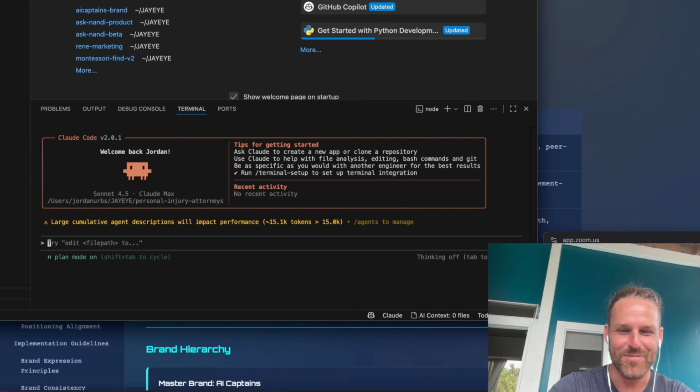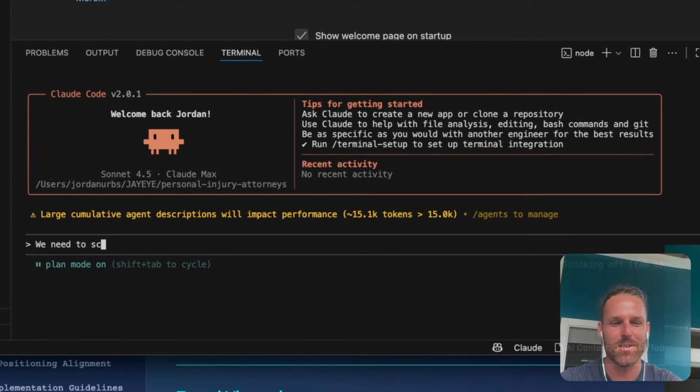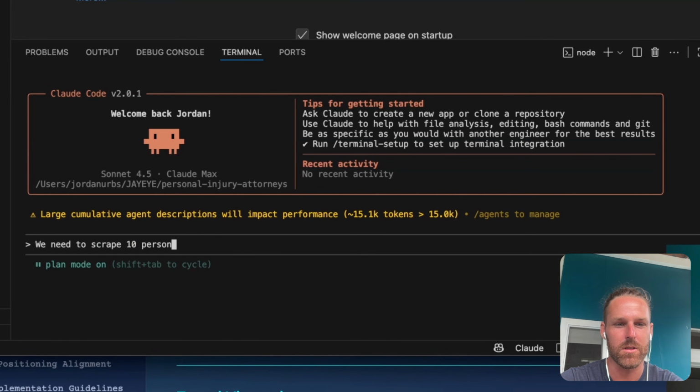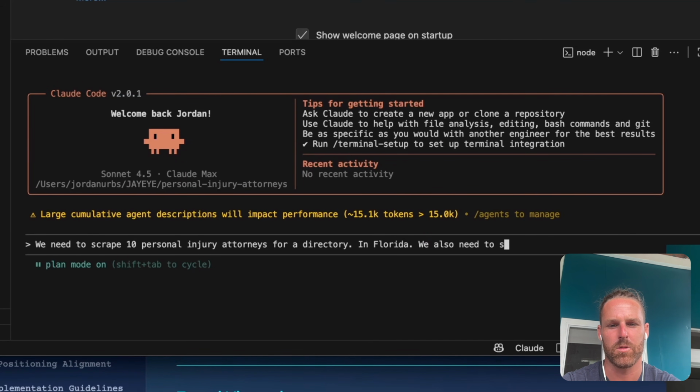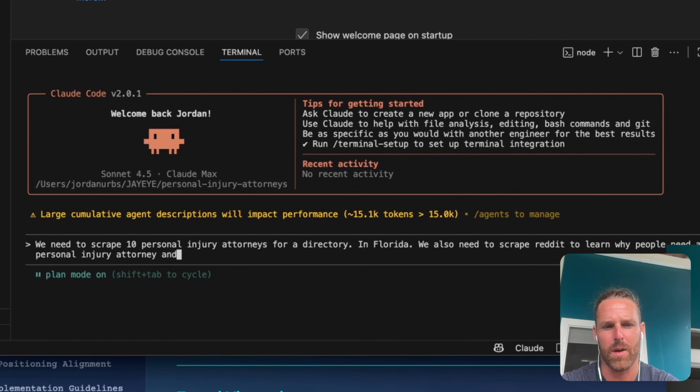So we'll say we need to scrape, I'll say 10 personal injury attorneys for a directory in a certain state. Sure, we could do Florida. In Florida. And then we also need to scrape Reddit to learn why people need a personal injury attorney and/or why they're having trouble finding one, right? Something like that.